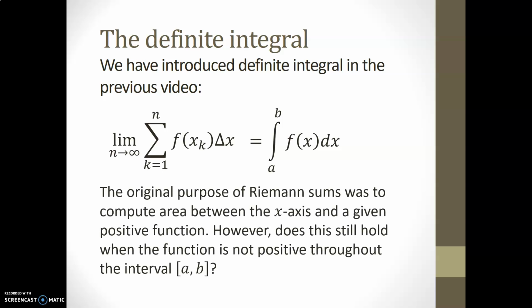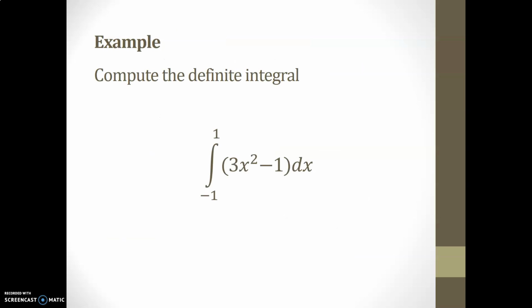The original purpose of Riemann sums was to compute area between the x-axis and a given positive function that was assumed continuous. However, does this still hold true when the function is not positive throughout the interval? We're going to compute a definite integral using the limit of Riemann sums to verify this fact.